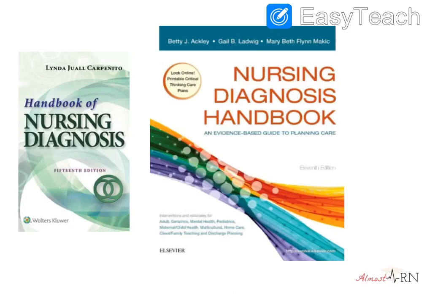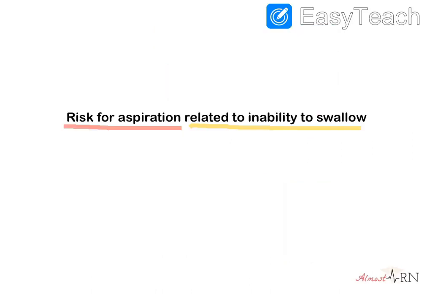So once again, if you're having trouble finding your NANDA, all you have to do is either get these books, look in your nursing diagnosis books, or like I said, you can Google anything and you'll get a great list of things to use. So an example, risk for aspiration related to inability to swallow. So this would be our NANDA, our nursing diagnosis, and related to inability to swallow would be our risk factor. We don't have any evidence that this happened, but we know that if you have trouble swallowing, you're at a higher risk for aspiration.